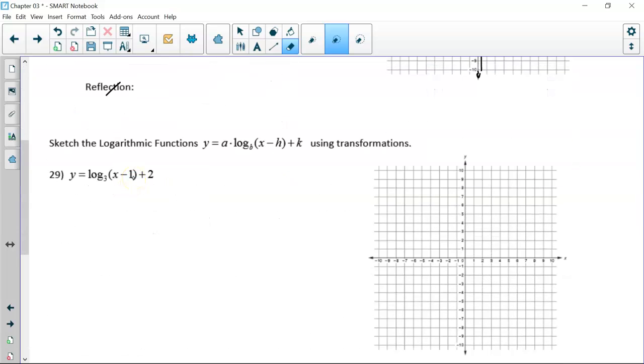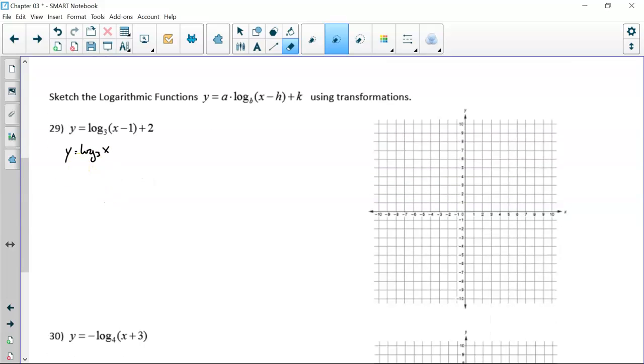Now, we have some transformations occurring. So we're going to graph the parent function first. Y equals the log base 3 of x. So luckily enough, we just did that. So that's 3 to the y equals x. So I'm going to use the values I used before: 1/9, negative 2, 1/3, negative 1, 1, 0, 3, 1, 9, 2.